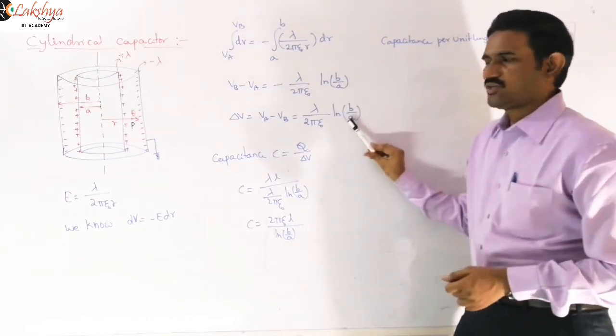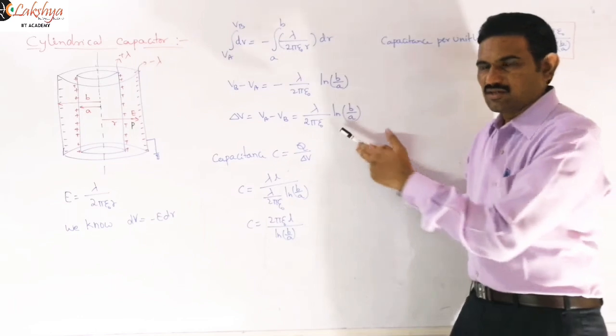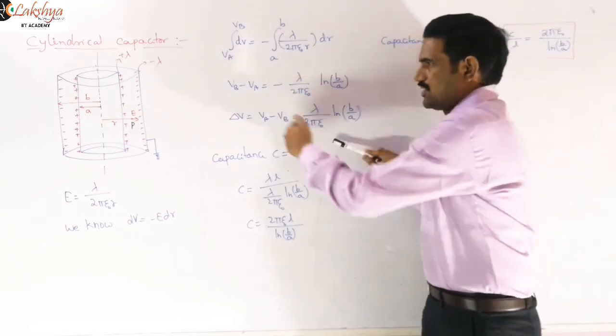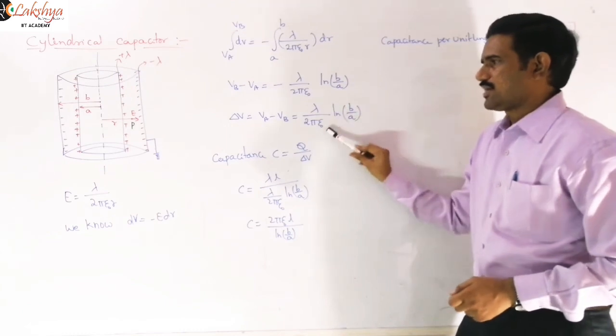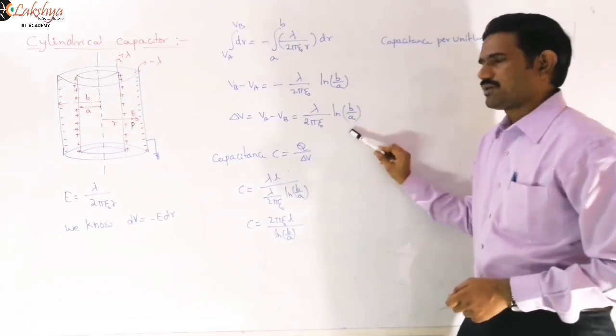So this is nothing but the potential difference. VA is larger, so I am writing VA minus VB here, so that the negative sign will be cancelled. So VA minus VB will be equal to lambda by 2 pi epsilon naught into ln b by a.